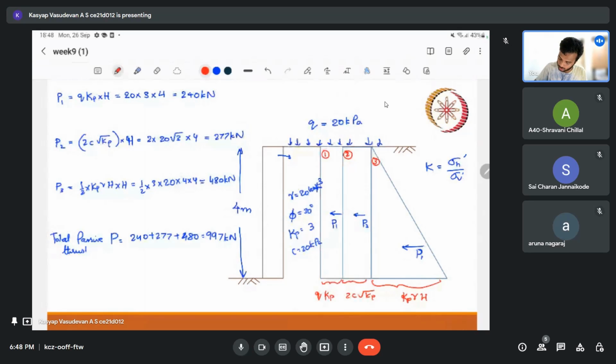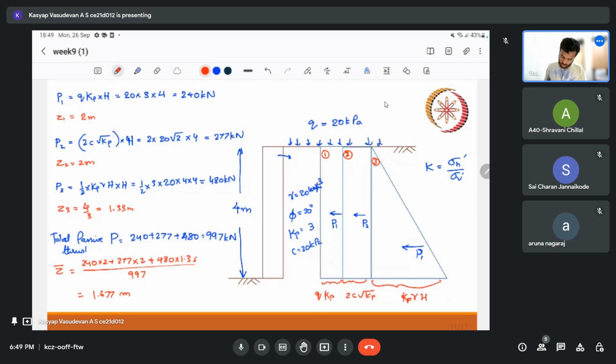And what are the locations of these forces? So I can write Z1 is equal to 2 meter, that is 4 by 2. Z2 is equal to also 2 meter. Z3 is equal to 4 by 3, that is 1.33 meter. So my Z average, that Z effective, is equal to 240 into 2 plus 277 into 2 plus 480 into 1.33, divided by 997. So this is 1.677 meter. So I can say that somewhere here my total force acts, that is my PP, let's say 997 kilonewton.